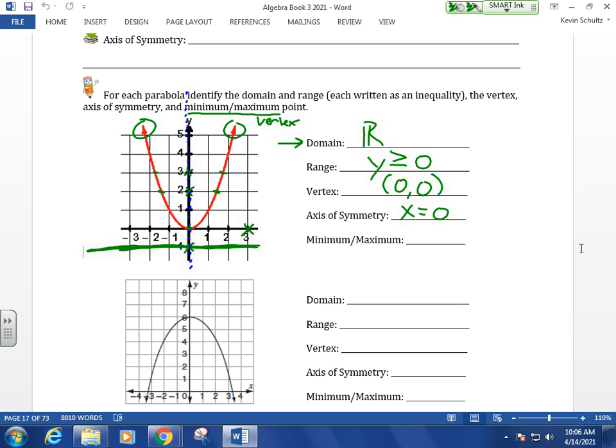And is that vertex point a minimum point or a maximum point? Is it the lowest point or the highest point? Minimum. It's the minimum point. It's the lowest that it goes. Okay? And again, it's that ordered pair 0, 0. All right? Doing okay so far? Okay. Let's go on to the next one.